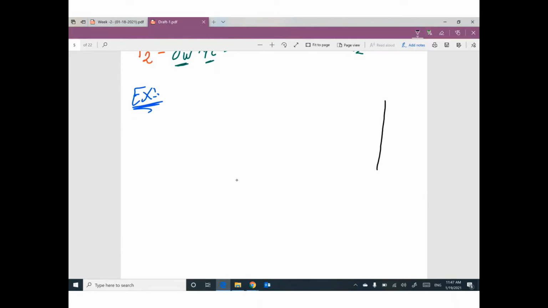We have a water surface like this. This height equals 10 feet. What is the pressure at point number 1? What is the pressure at point number 2?